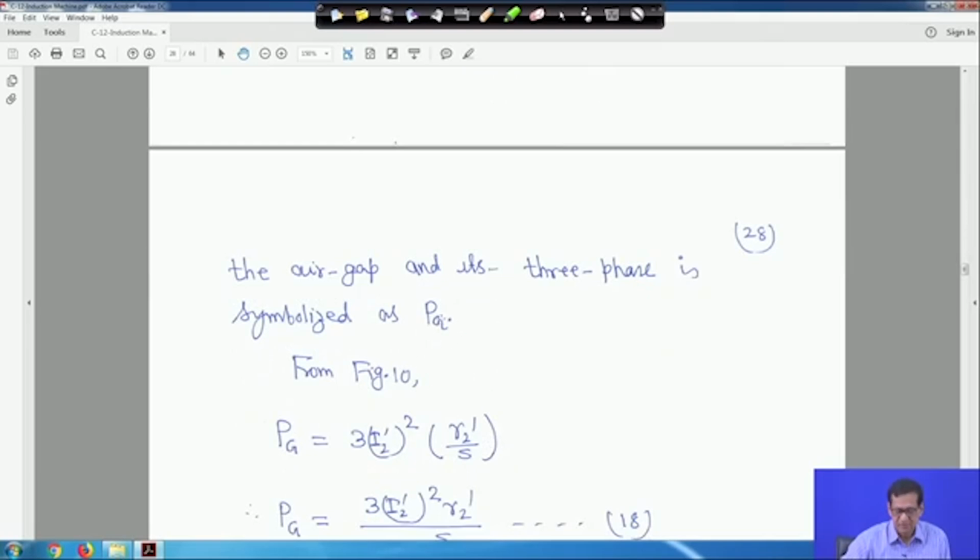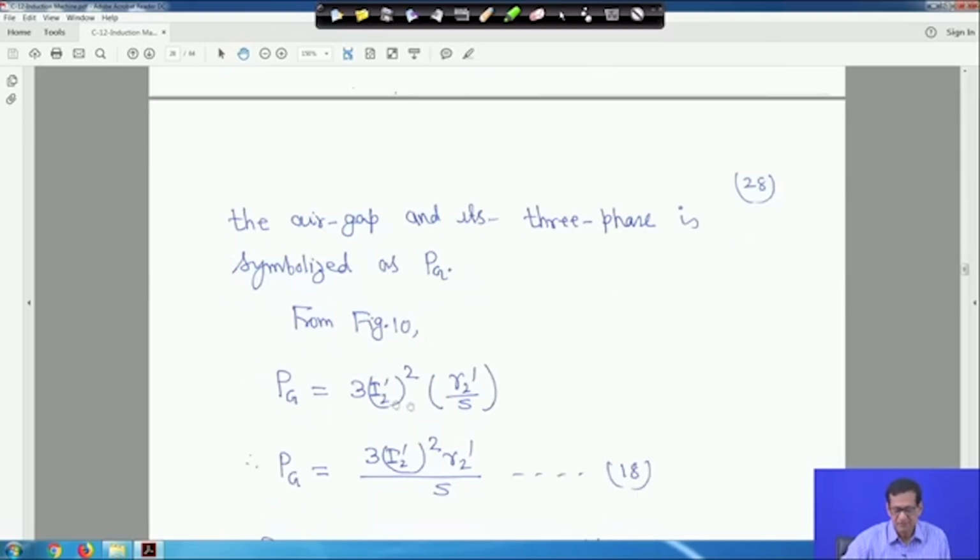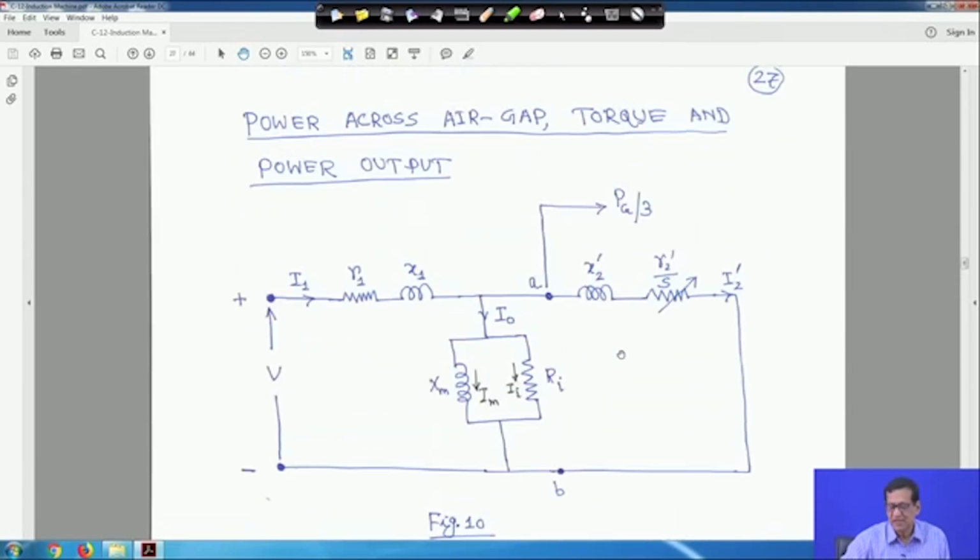Therefore from figure 10, Pg will be 3 I2 dash square into R2 dash by S. If you look at the diagram, this is Pg by 3, which means per phase. So the 3 phase power will be 3 into I2 dash square into R2 dash by S, on this side.